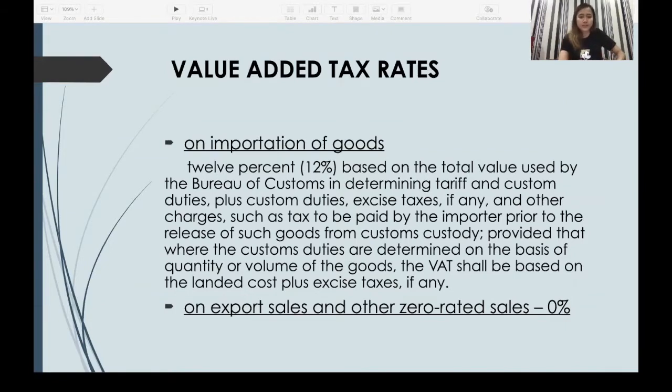And last one from value-added tax rates, it's on export sales and other zero-rated sales. So we will be discussing later on sa mga next slides.